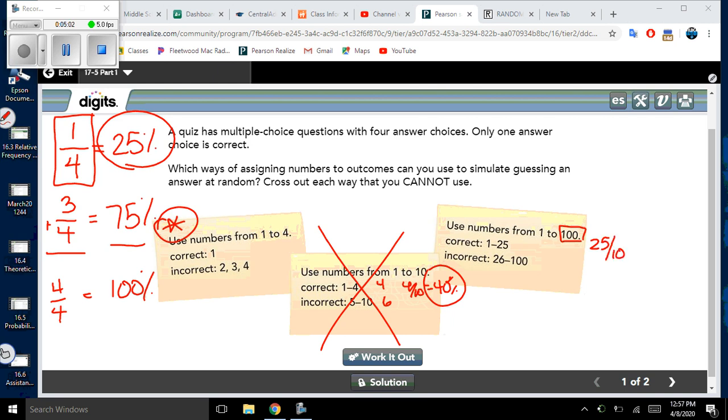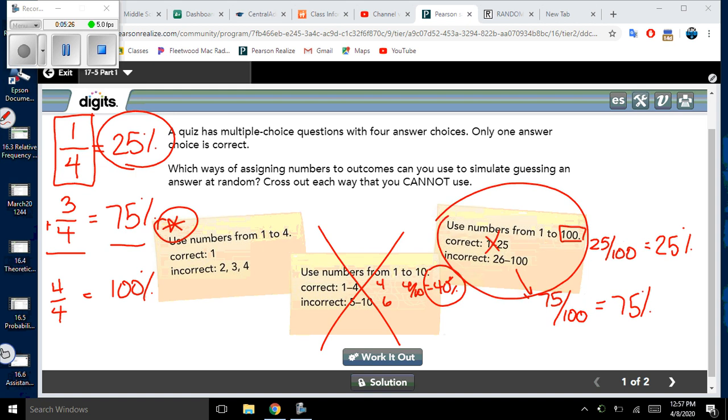Over 100 possible numbers, and boom, there you get my 25%. And so that means that 26 through 100 would represent the other 75 numbers, and the other 75 numbers then would be 75%. So you could use any variation of that. This one would work, and this one would work. So those two would work. You could use 8, for example.